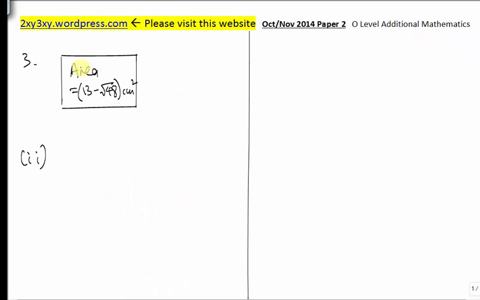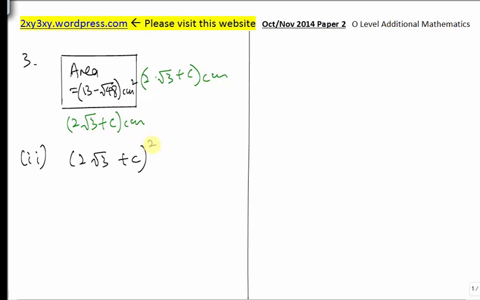In part 2 of the question, we are given that this quadrilateral now is a square, and the side of the square is given as this expression here. And we are asked to find the value of c. So let's set up an equation. 2 square root of 3 plus c square is equal to this area here.